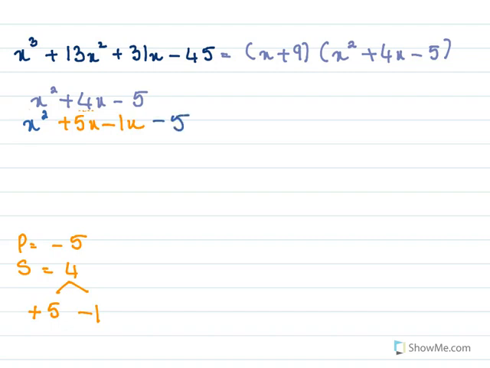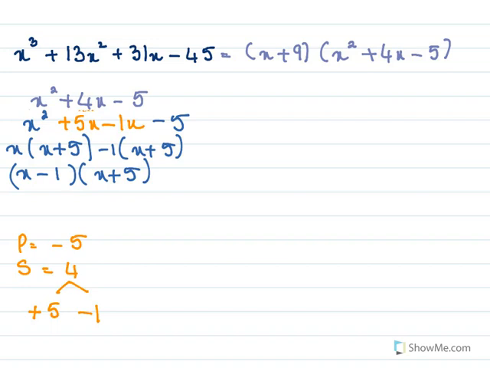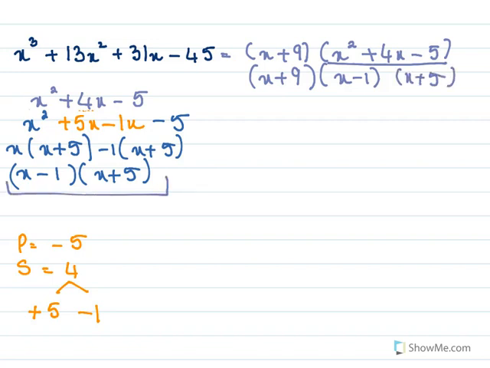You take x common out, x plus 5, minus 1 common out, x plus 5. So here you will have x minus 1 and here x plus 5. So we continue. This is x plus 9. We have now done factorization of this, and we got x minus 1 and x plus 5. So the three factors are x plus 9, x minus 1 and x plus 5.